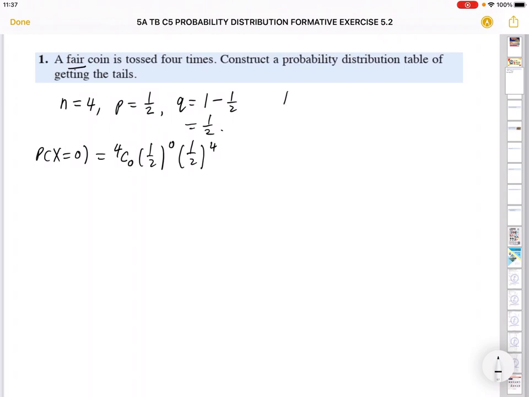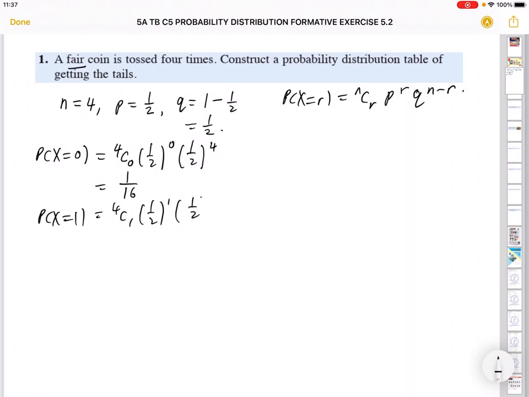Now maybe I'd like to list down the formula if you're not sure. P(X=r) equals nCr p power r q power n minus r. Okay, now my first value is 1/16. For P(X=1), we write this as 4C1, 1/2 power 1, 1/2 power 4 minus 1, which is 3. This will give us 4/16, 1/4.